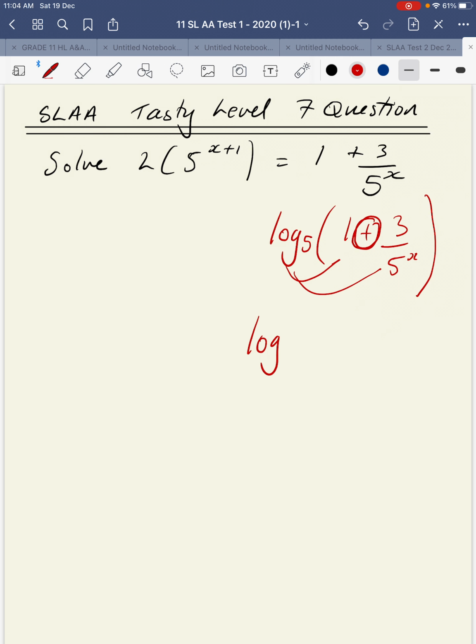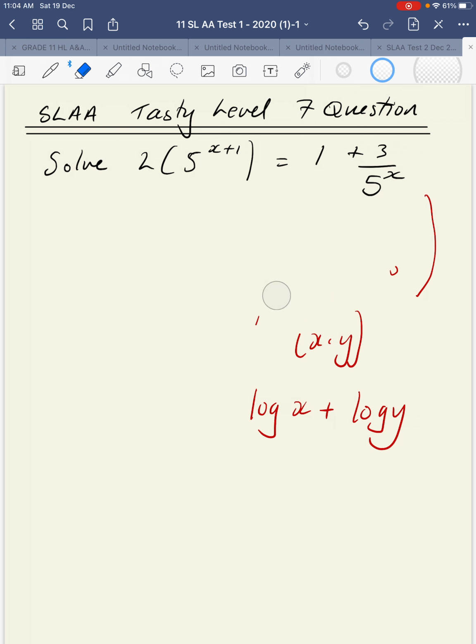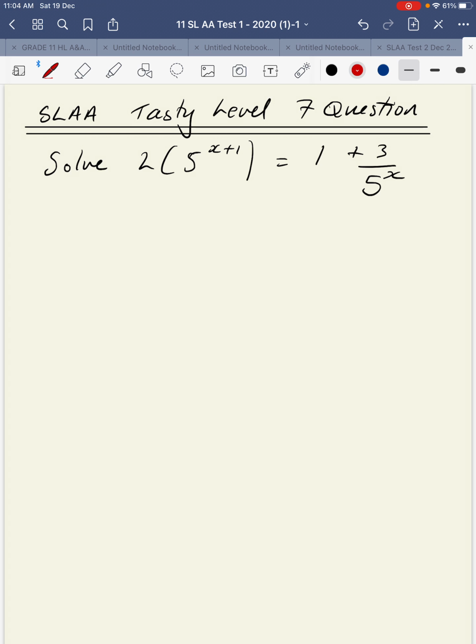Remember, one of the log rules we know is log of x times y. We can unpack this as log x plus log y, but it doesn't work in reverse. We can't have an addition in a logarithm and then unpack that. So actually logging both sides just doesn't work for us, so we have to think of a different method. And it's just something that you do learn, you recognise.